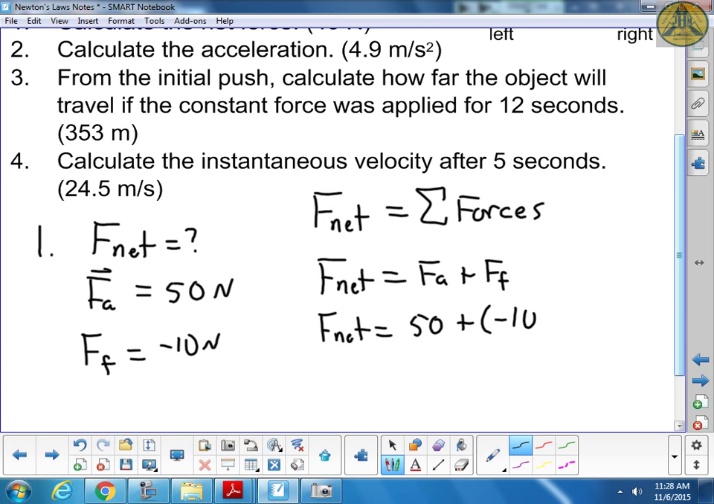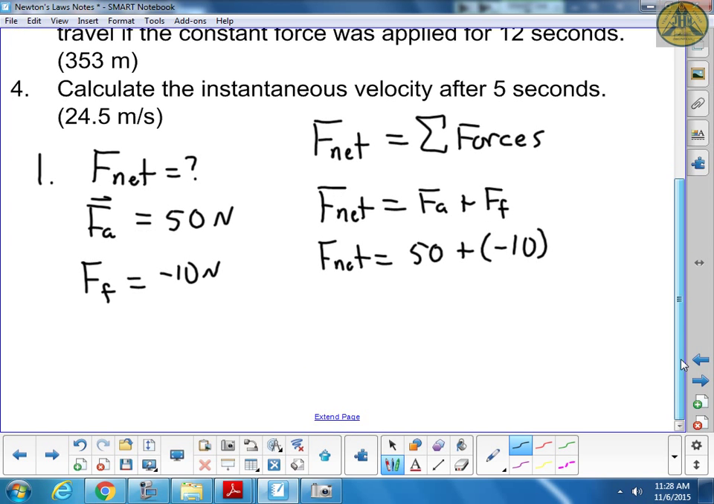Second question, acceleration. Well, now we have net force. Now we have the mass as well. We can go straight to Newton's second law.